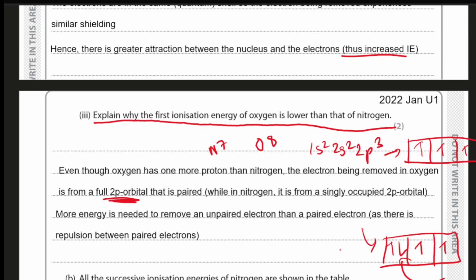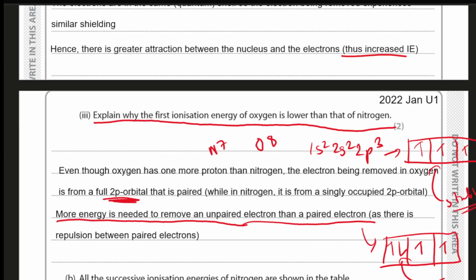So that's one thing. More energy is required to remove an unpaired electron, and this is a proven fact, than a paired electron. In nitrogen, the outermost electrons are in their unpaired state in the 2p orbital. This is the most stable form of any electronic configuration. Whenever electrons are unpaired and fill up all the orbitals in a specific subshell, they are considered to be at their most stable state. And to remove something from a stable state, we require a huge amount of energy.